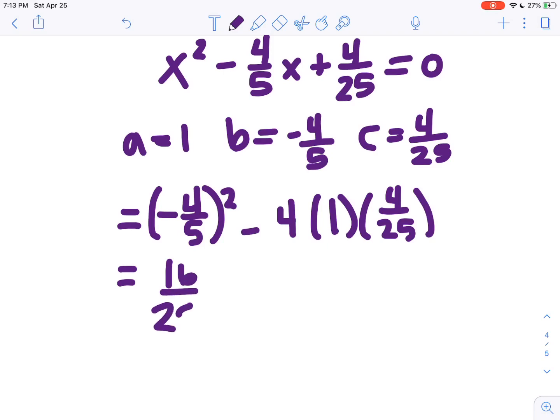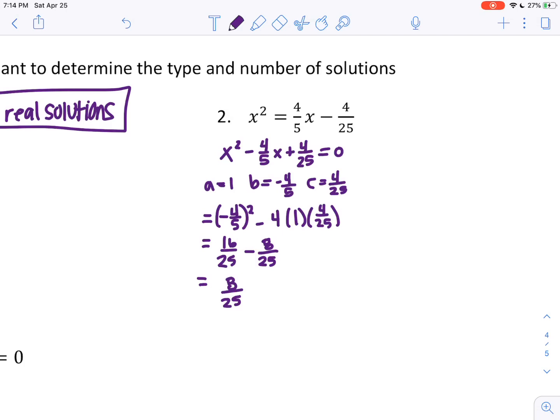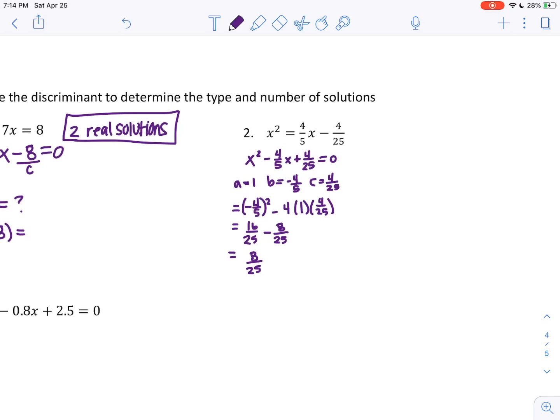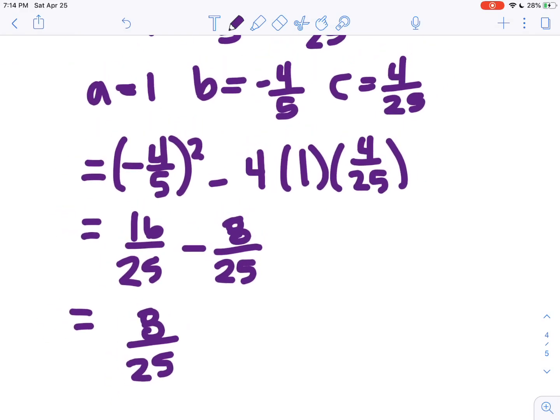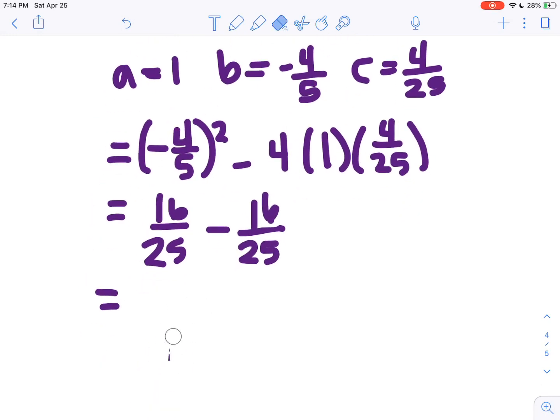So I get 16/25. Again, make sure that is positive. You're squaring a negative number. And then I get -8/25. Luckily, we already have common denominators, so I can combine right away. Okay, so I have 8/25, which is greater than 0. Oh my god, I just multiplied that wrong. Silly me. 4 times 4 is 16, not 8. So this actually ends up equaling 0.